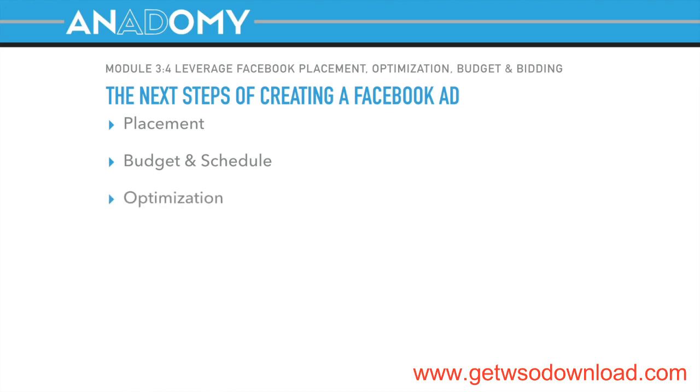Next, we'll be talking about optimization. Even though we choose a campaign objective, we will have further options on how we want to optimize these specific ads. Next, we'll be talking about bidding. You have both the option to bid automatically or manually, so we'll cover the pros and cons of those, and I'll give you some rules of thumb to follow.